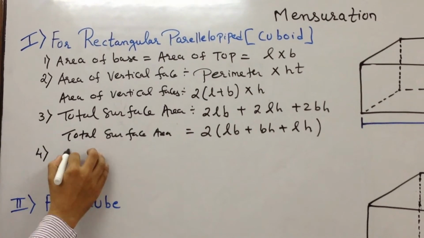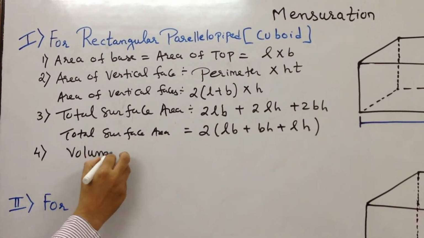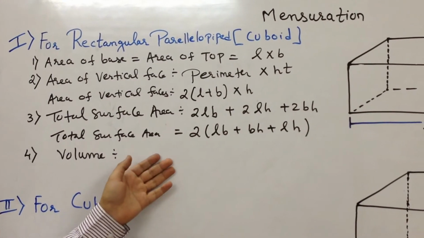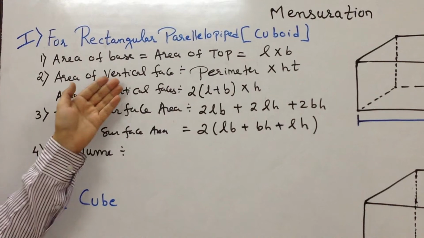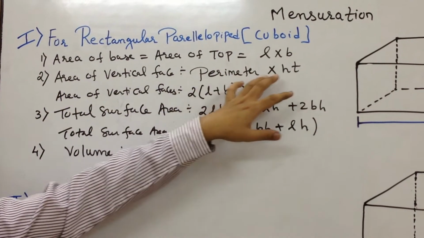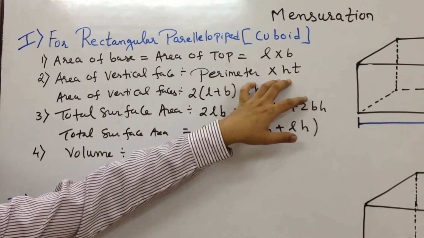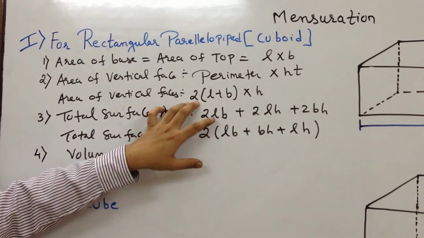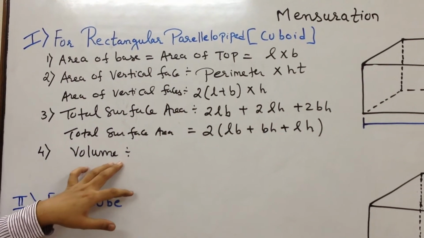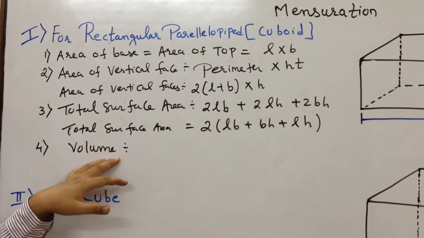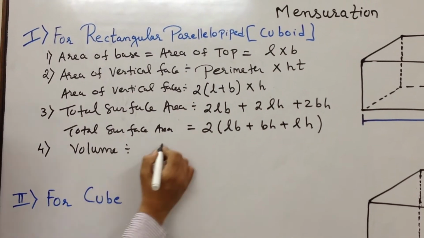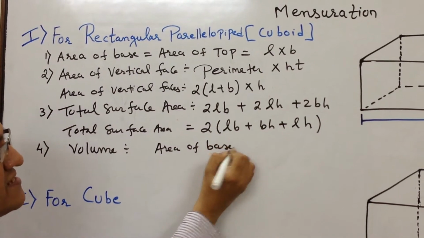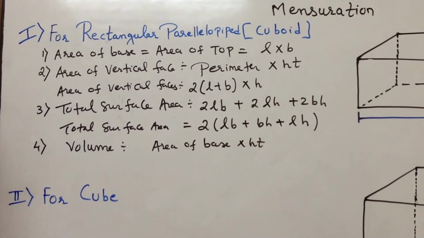Let's go for volume. Now, when we stated for vertical face, I gave you a general formula, perimeter into height. And with that general formula, we went for derivation of area of vertical faces. On a parallel line, I would like to go for volume. And volume's general formula is area of base into height.